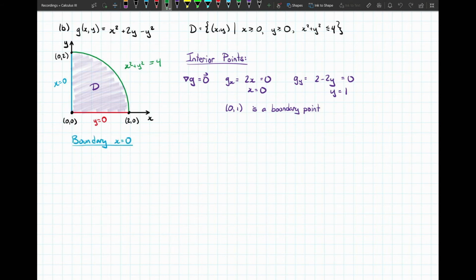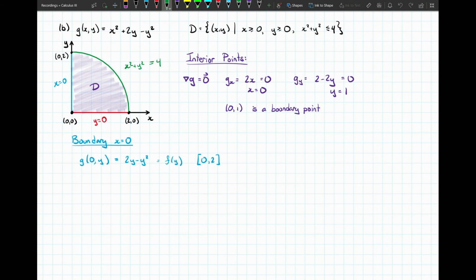Let's start off once again with the boundary along the y-axis when x equals 0. Letting x equal 0 in our function g gives us 2y minus y squared. Now we can treat that as a single variable function if we want. Why don't we call that function f of y this time?